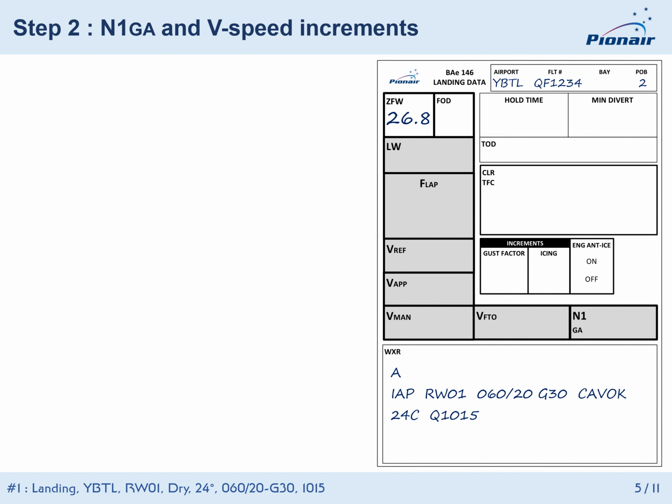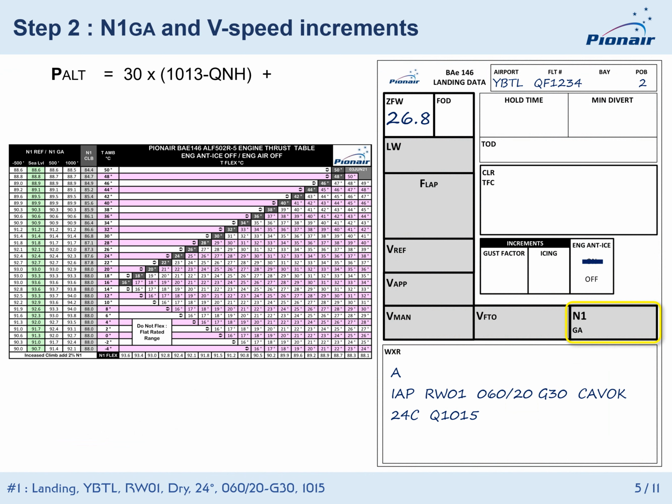So now we're going to look at the go around N1 and the speed increments. Before we look up the N1, we should decide that we won't need engine ice for the go round. Our go round N1 comes from the engine thrust table card, in this case the pink card for engine anti-ice off. We need the temperature on the ground from the ATIS and the pressure altitude. And so we end up with a go round N1 of 92.4. Let's write it on the card.